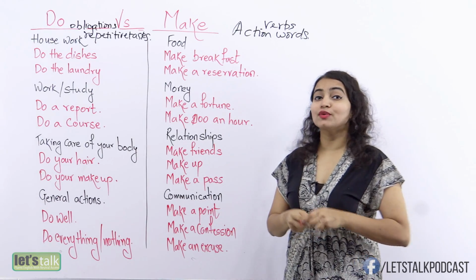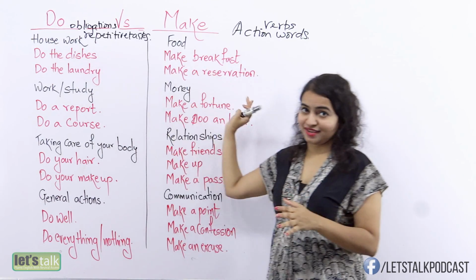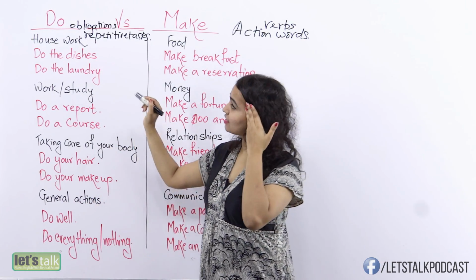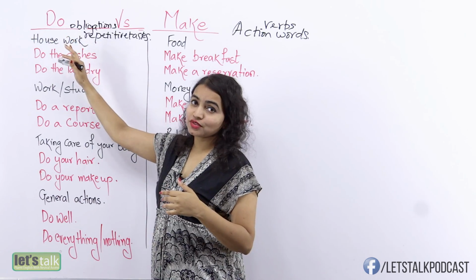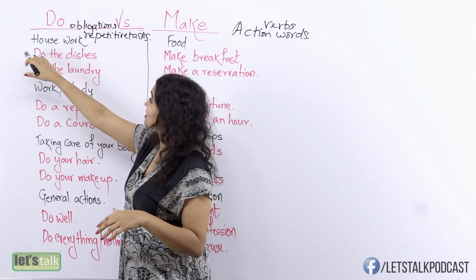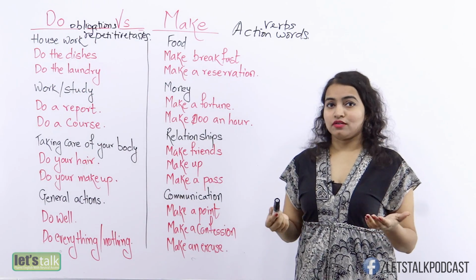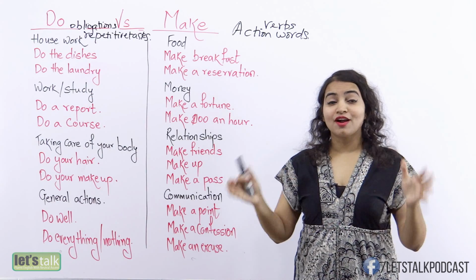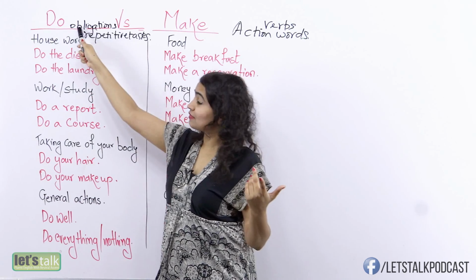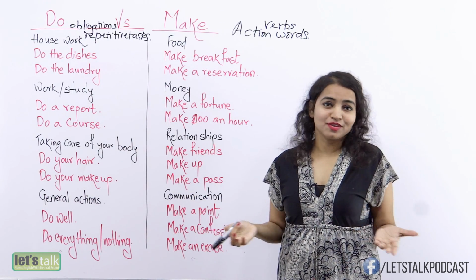Okay, so let's have a look at a few examples and see why do is used differently from make. Now, I have made two columns, and the word do can be used in these four categories. The first category is housework. So if you're talking about housework, what are we talking about? Various kinds of activities that we have to do at home. Is that an obligation? Well, yes, pretty much it is, right? You've got to do your work at home. You can't do otherwise, right?